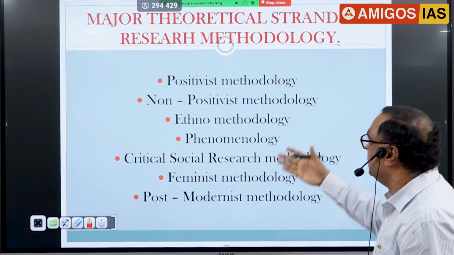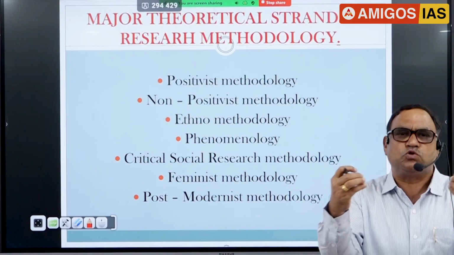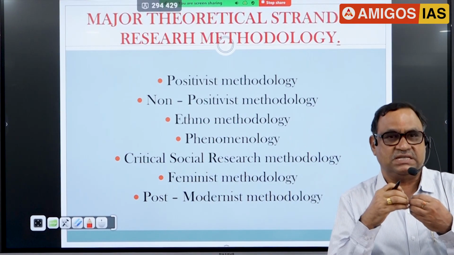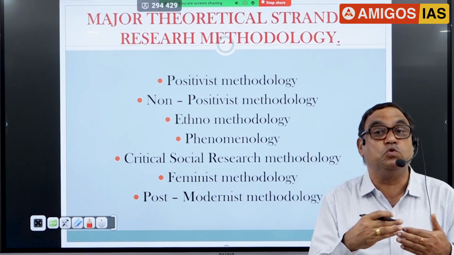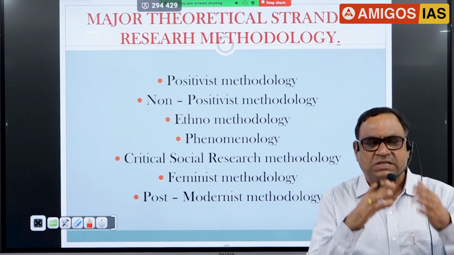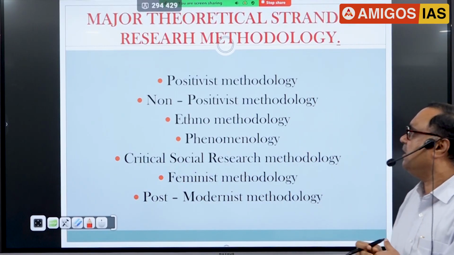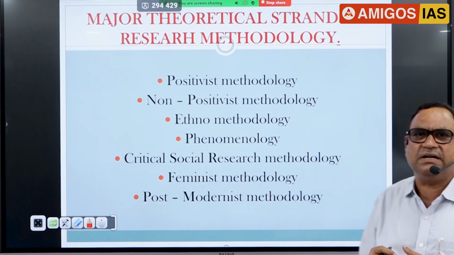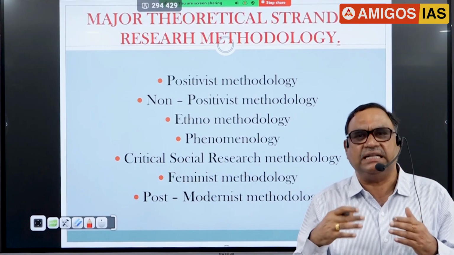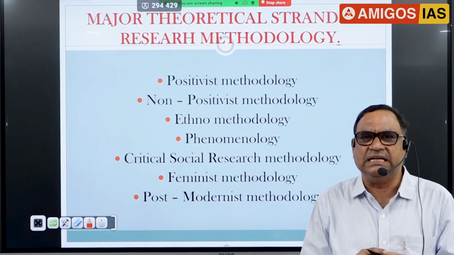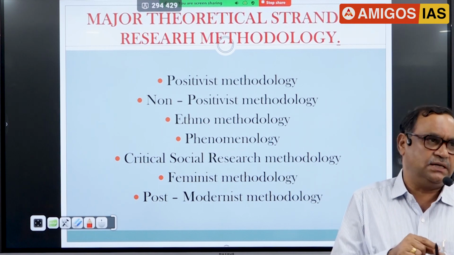So, I told you, the perspective and method, these two are combined. Sometimes multiple methods and multiple perspectives can be used to study the society. So, positivist methodology is nothing but a scientific methodology. Positivist methodology is nothing but a scientific methodology which is used in natural sciences and physical sciences.